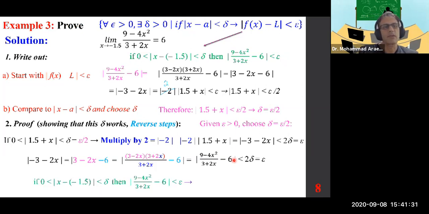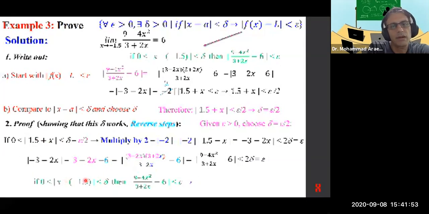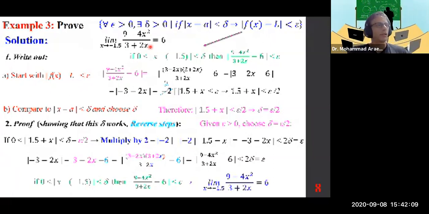So the proof says, when you start from here, take a look. When you start from here, that means here. Okay, so if x minus 1.5 is the same as 1.5 plus x, then this is the result, right? Then, if, then, we prove that. If, then, that means the limit exists. And so the limit of that expression is equal to 6.